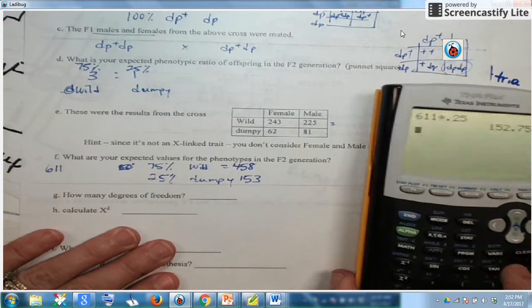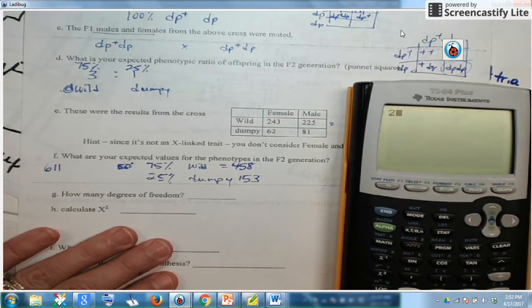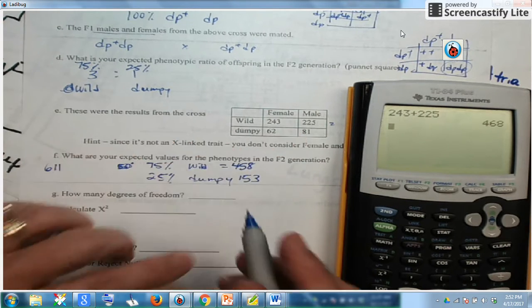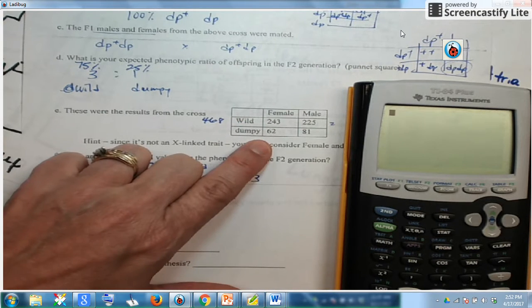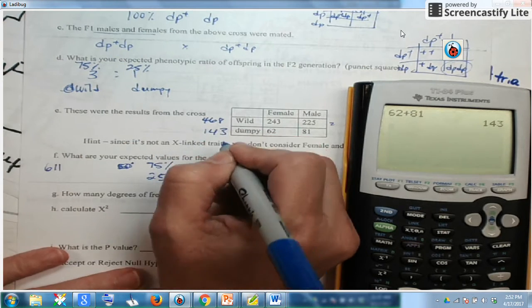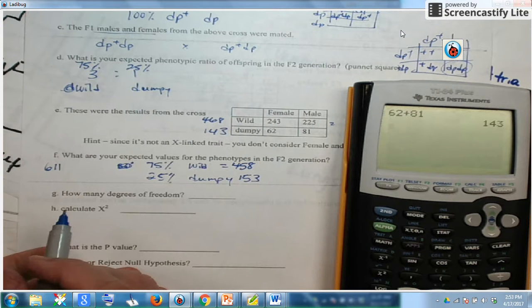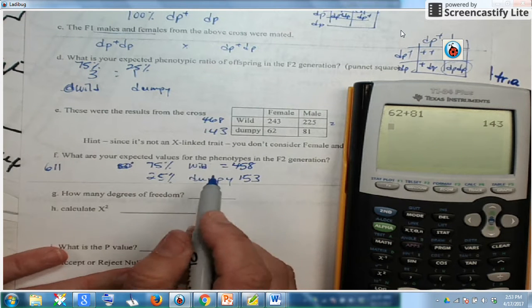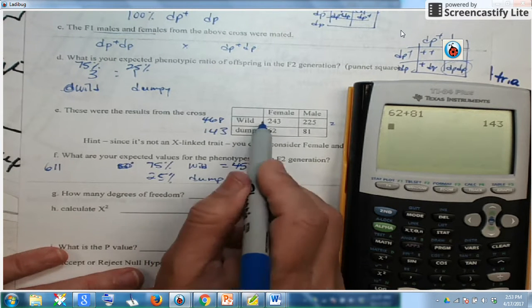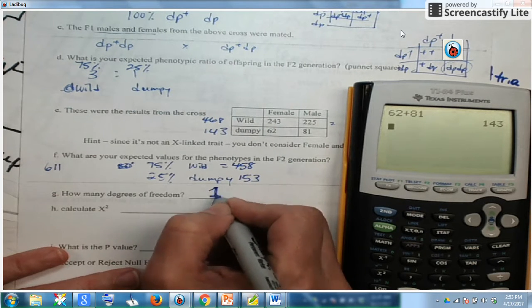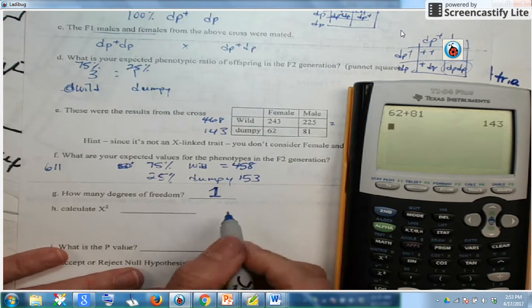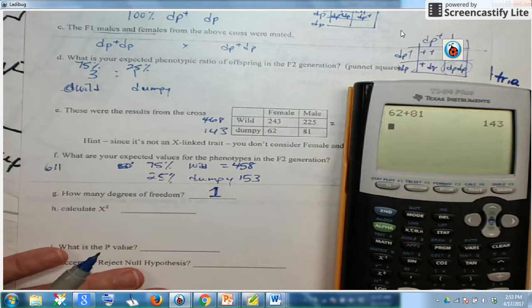All right, so what did we really get? Well, 243 plus 225, we get 468 total wild, and we get 62 plus 81, 143 dumpy. So this is our expected values. How many degrees of freedom? Well, there's 1 degree of freedom because there is either wild or dumpy. 2 options, minus 1 is 1.